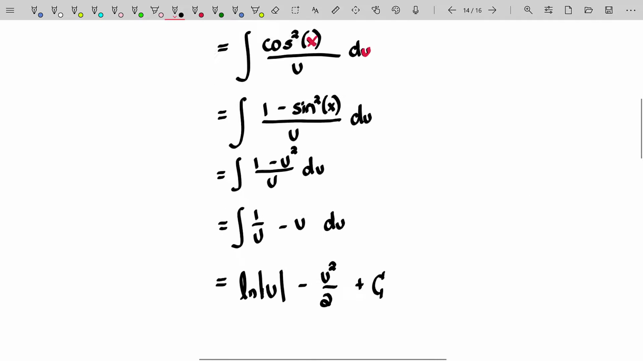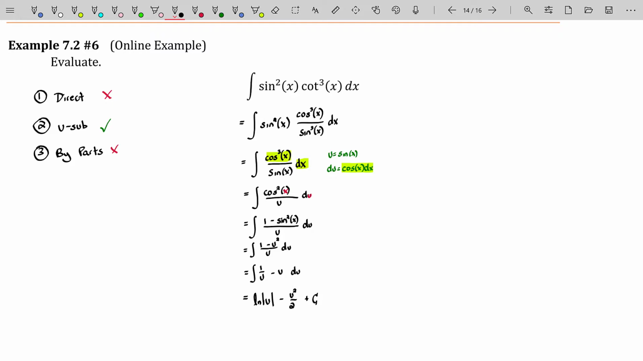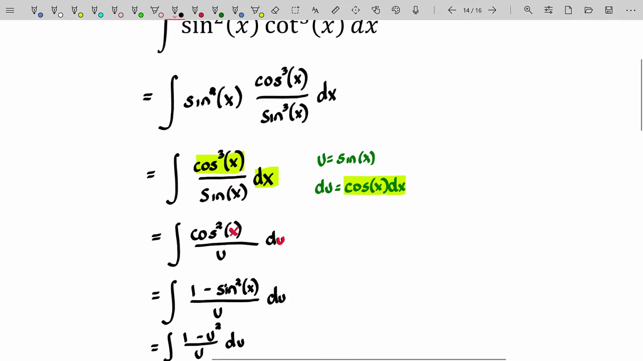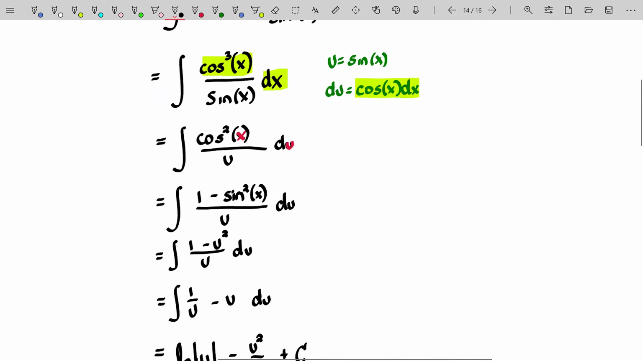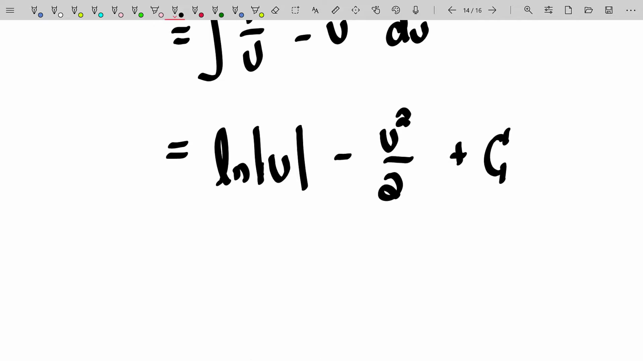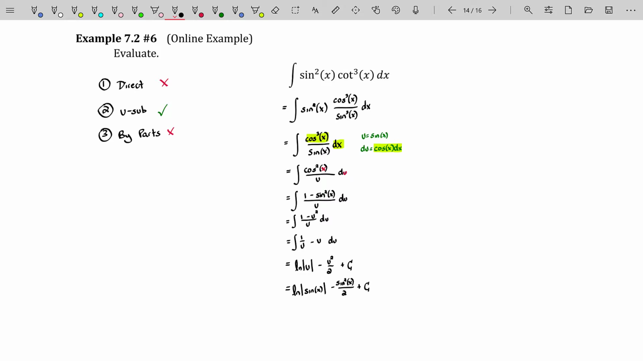Now, we didn't start this problem in the world of u's, but we have written our answer in the world of u's. So I'm going to go ahead and resubstitute what we know u is. u is the sine of x, so therefore our answer is natural log absolute value of the sine of x, minus sine squared of x over 2, and then plus our constant of integration, c. And there we have it. That's the full antiderivative of sine squared cotangent cubed.